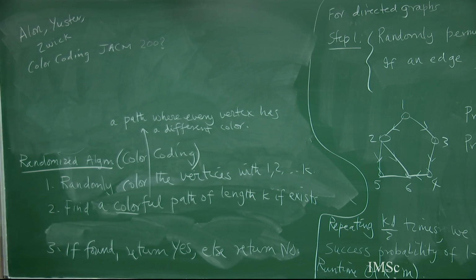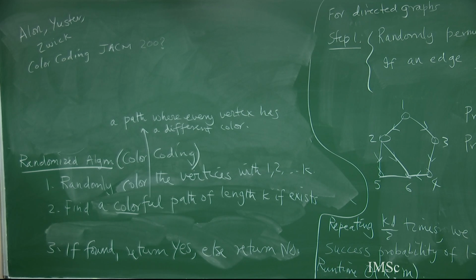Okay, so step 2 is quite non-trivial. It's not at least immediate. So what is this saying? That I want to find a path where all vertices are different, right? This is my goal. I want to find a simple path of length k, which means that I want to find a path of length k where every vertex is different.